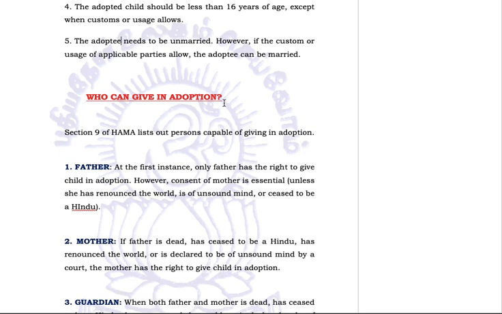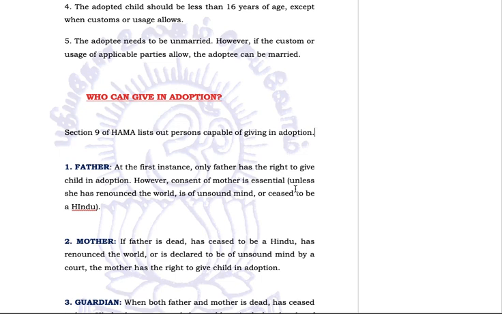Who can give an adoption? Section 9 of HAMA, the Hindu Adoption and Maintenance Act, lists out persons capable of giving in adoption. Giving in adoption means you are giving the child to someone else. Who can give in adoption? Father. In the first instance, only the father has the right to give a child in adoption.